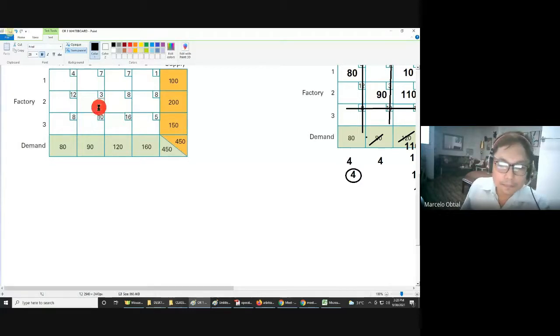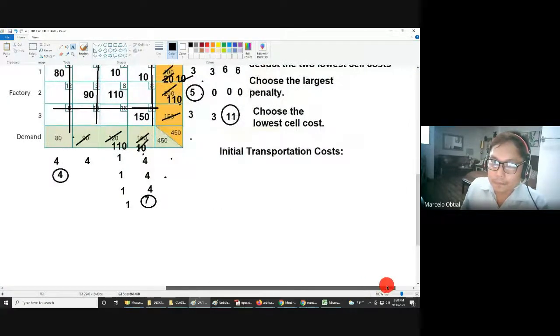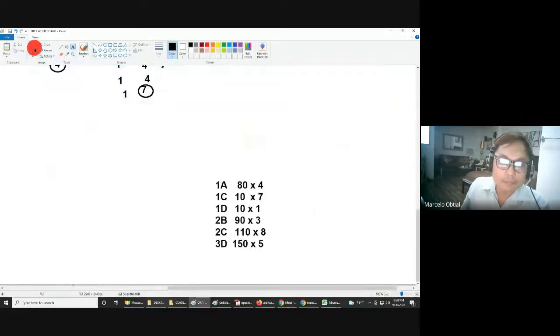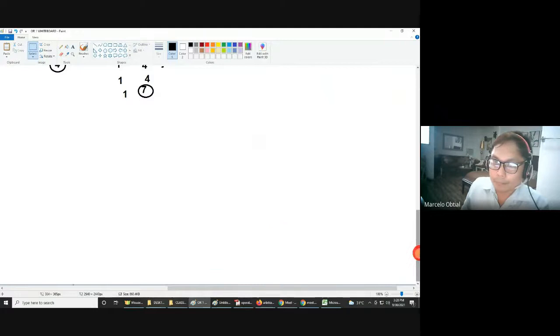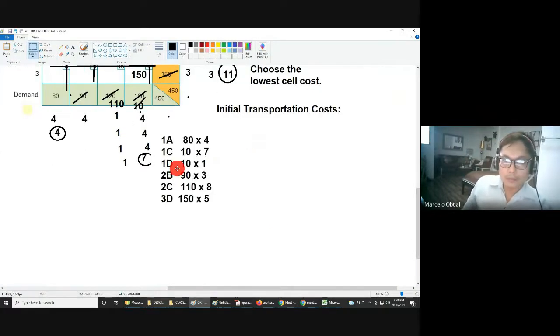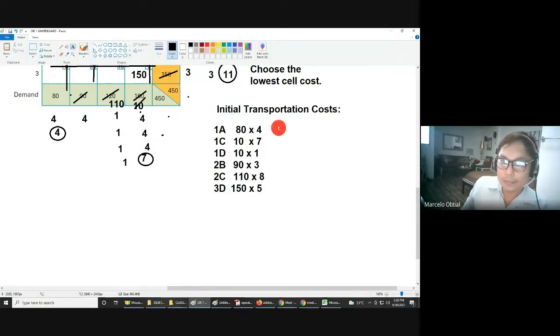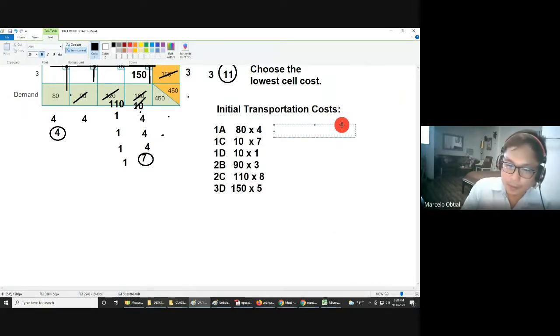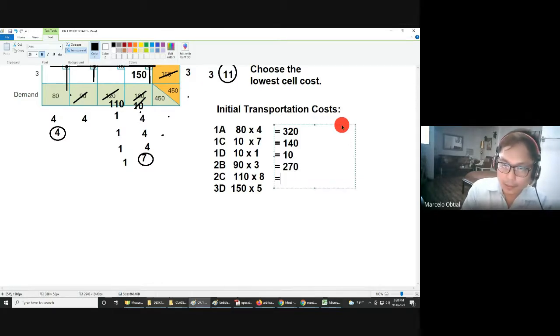Wait, save ko muna. Biglang run out. Okay, ano. Please help me with this class. Paki-add ha. Okay, this is 320. 140. $10 is equal to $270. 880. And 750 too, class, no? Okay, can you add, please?